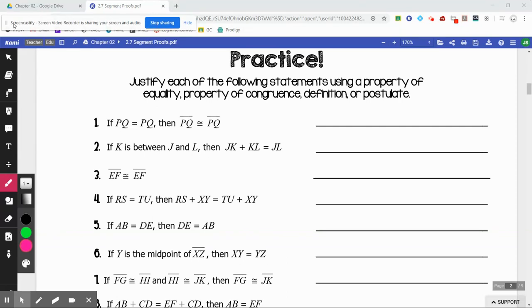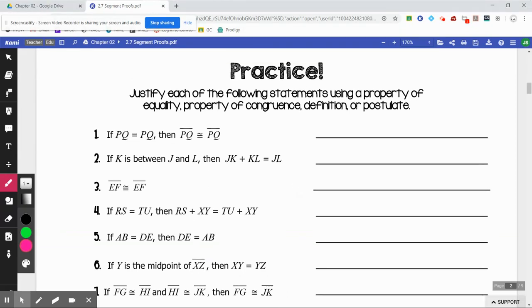Okay, on this page, we're going to practice some of our definitions and postulates from the previous reference page. It says justify each of the following statements using the property of equality, a property of congruence, a definition, or a postulate. If PQ is equal to PQ, then PQ is also congruent to PQ. That would be the definition. And I always abbreviate definition DEFN. That'd be the actual definition of congruence. What does it mean to be congruent? It means that they're the same length.